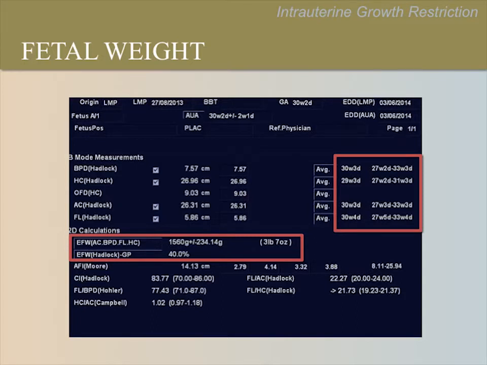The red box on the right shows an estimated gestational age for each of the measurements taken. The red box on the left shows the overall estimated fetal weight in grams and also assigns a percentile score to fetal growth, in this case 40%, which is very normal. For a diagnosis of IUGR, fetal growth must be less than the 10th percentile.